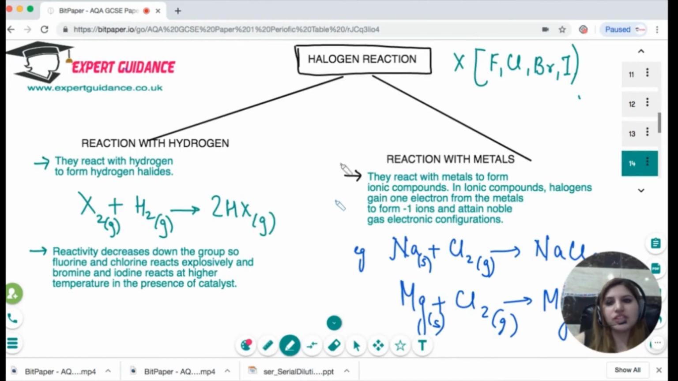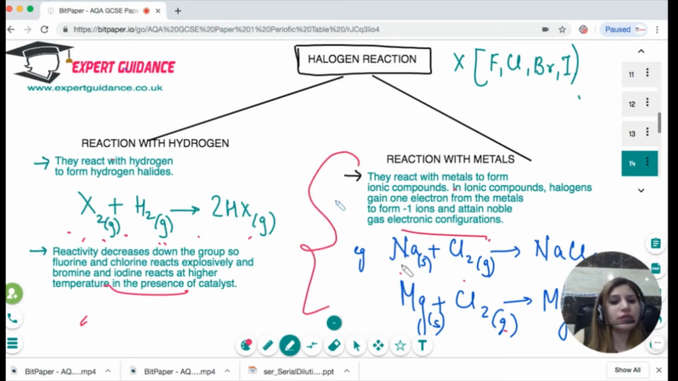Okay, now let's talk about their chemical reactions. When they react with hydrogen, they form hydrogen halides. With fluorine and chlorine, the reaction will be more explosive because these are highly reactive. To have this reaction with iodine or maybe bromine, you might require a catalyst. When they react with metals, they form ionic compounds. They gain one electron from the metals and form a noble gas electronic configuration. This ionic bonding will be discussed in more detail in the structure and bonding unit.